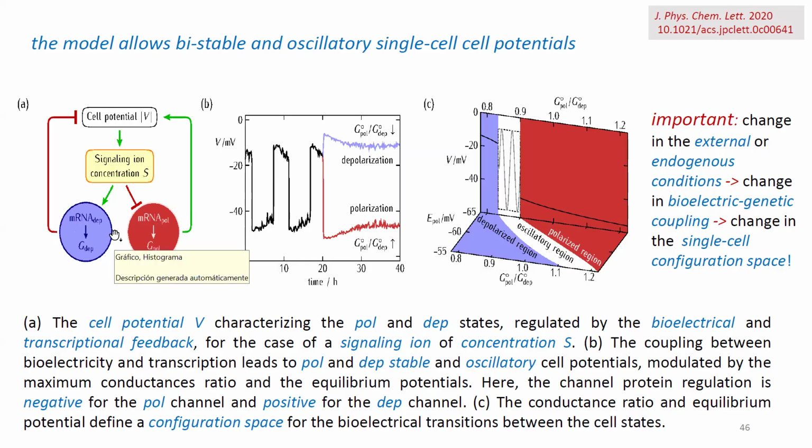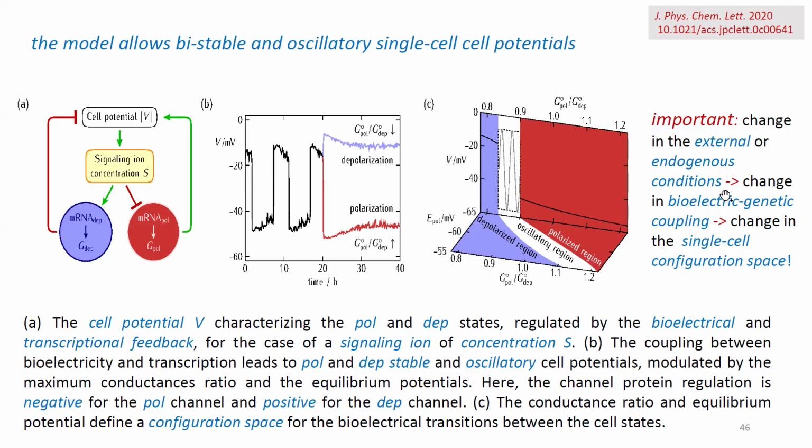This simple scheme leads to a configurational phase space like this. Remember that we are applied physicists, and applied physicists are extremely happy if we are able to construct, to describe configurational phase spaces. In this phase space, we have a polarized region and a depolarized region as a function of the equilibrium polarizing potential, for instance, due to potassium ion. And this is the ratio between the channel conductances. In between the polarized and depolarized region, an oscillatory region can be obtained.